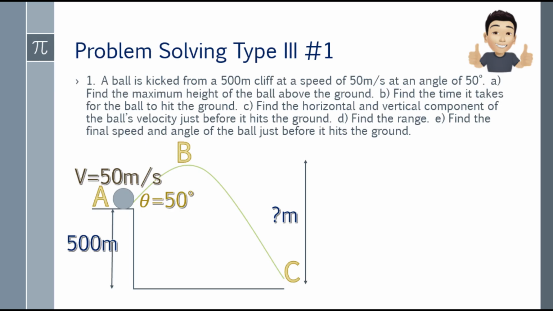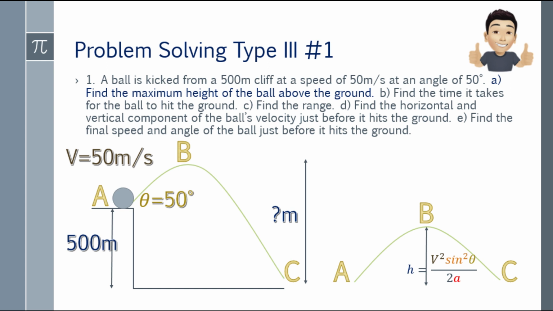Alright, so number 1 question. A ball is kicked from a 500-meter cliff at a speed of 50 meters per second at an angle of 50 degrees. The first part of the question, find the maximum height of the ball above the ground. Letter B, find the time it takes for the ball to hit the ground. Letter C, find the horizontal and vertical component of the ball's velocity just before it hits the ground. Letter D, find the range. And letter E, find the final speed and angle of the ball just before it hits the ground. Okay, so mukhang talagang nandito na lahat sa isang tanong na to.